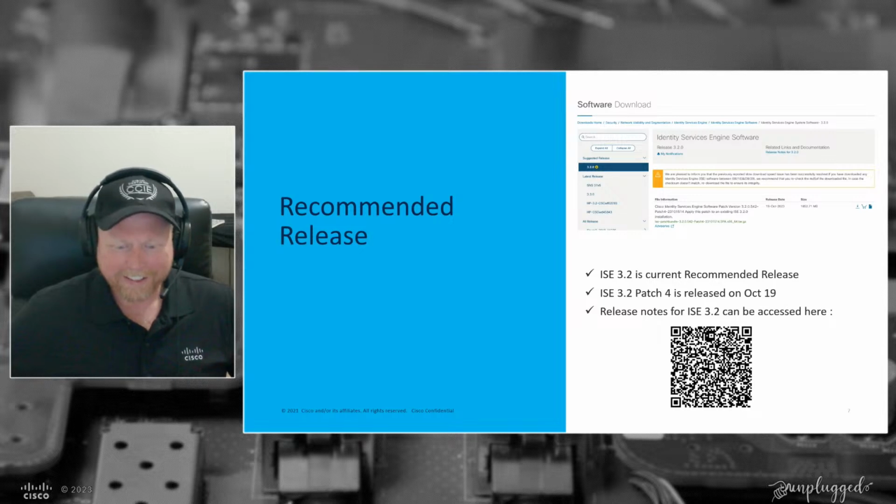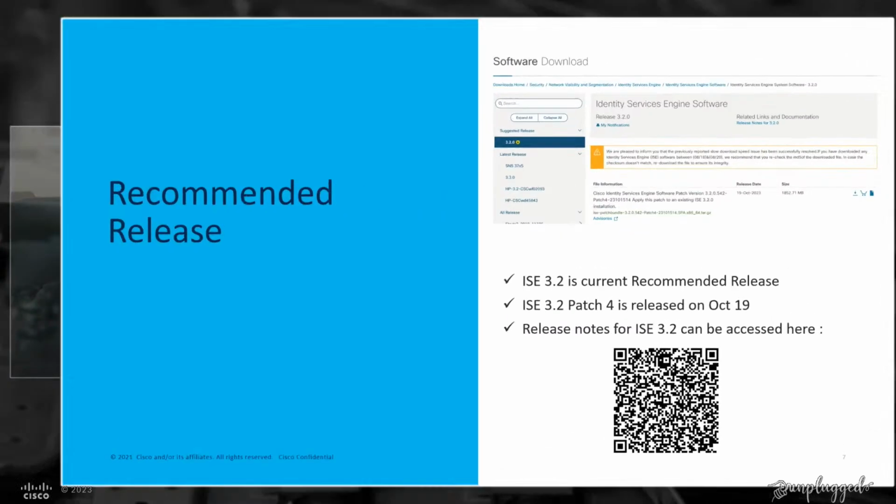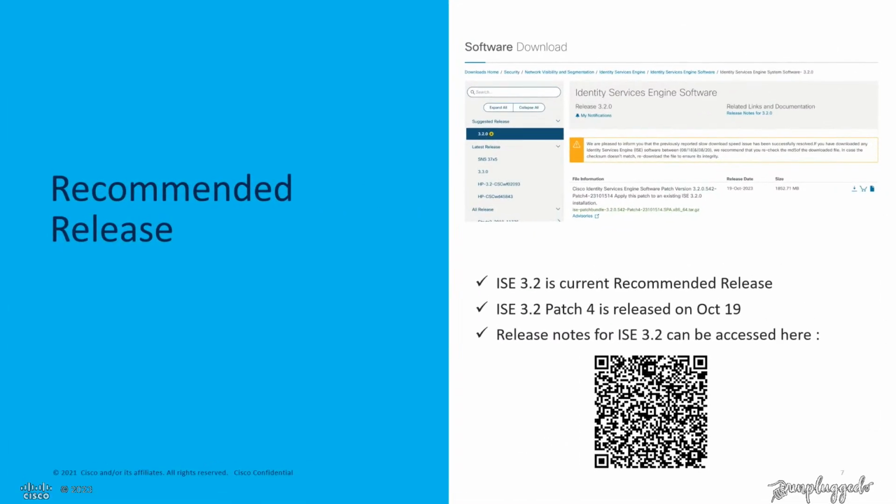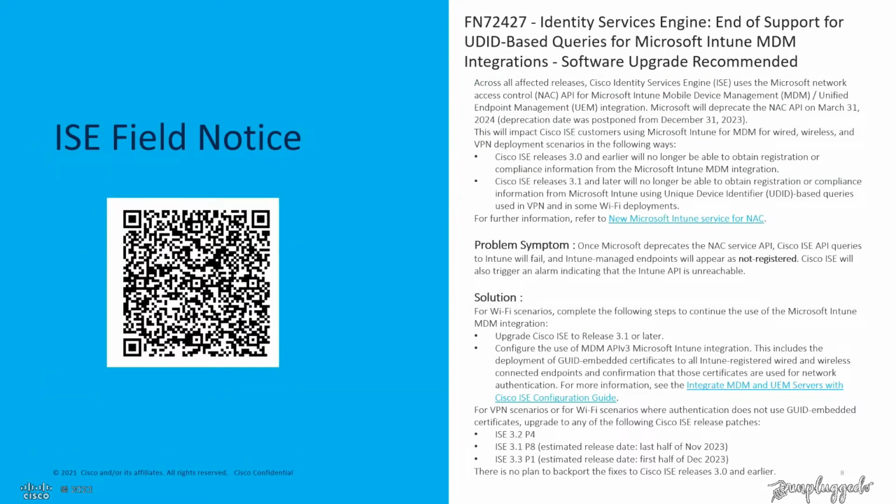Yep. Okay, thanks. So as Surendra had mentioned in the previous slide, the current recommended release that we're looking at is 3.2 Patch 4. It's been out as of October 19th. There's a QR code there that you can use to pull down the release notes. I know everybody loves to read release notes, but there's some good stuff there. You can continue, Salil.